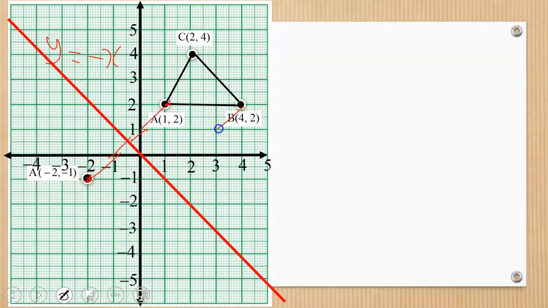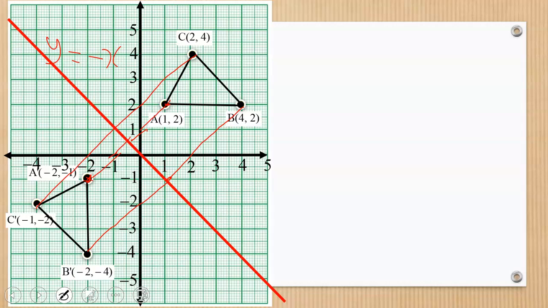Then B, we move 1, 2, 3. Here we are going to move 1, 2, 3 as well. So we get our image point. Then C, we have 1, 2, 3. Then again we go 1, 2, 3. Then we get our point. When we join them together, we create this mirror image.